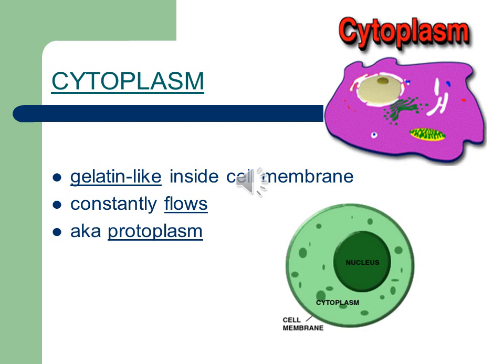The third structure is the cytoplasm. It is gelatin-like, inside the cell membrane. It contains all the organelles inside the cell, and it constantly flows.